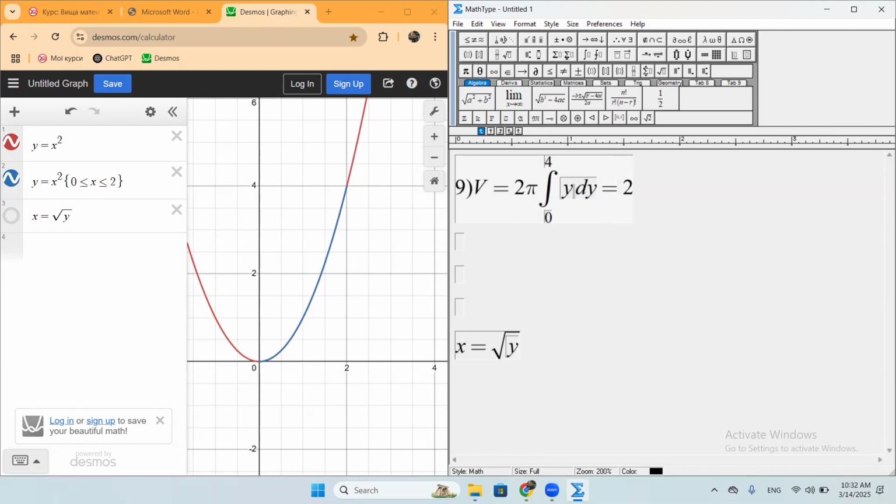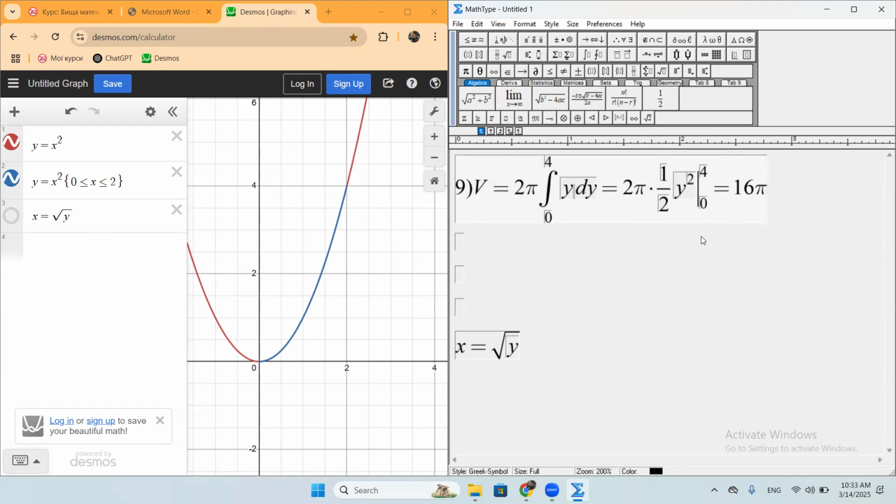So now let's integrate. So pi by 1 over 2 y squared with the substitutions from 0 to 4. So what we have is 16 pi. This is the final answer. Any questions about this exercise?